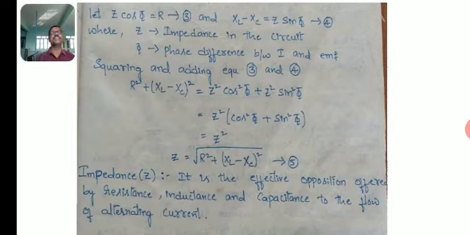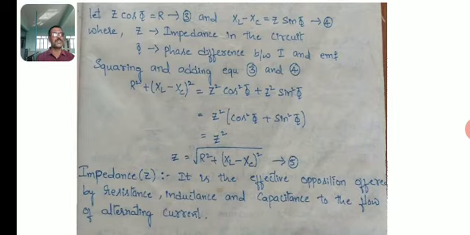Squaring and adding equations 3 and 4, we get R squared plus (XL minus XC) whole squared, which is equal to Z squared cos squared phi plus Z squared sin squared phi. Taking Z squared as the common factor, Z squared into (cos squared phi plus sin squared phi), where cos squared phi plus sin squared phi must be equal to 1, so it equals Z squared. Then Z is equal to the root of R squared plus (XL minus XC) whole squared. This is equation number 5.